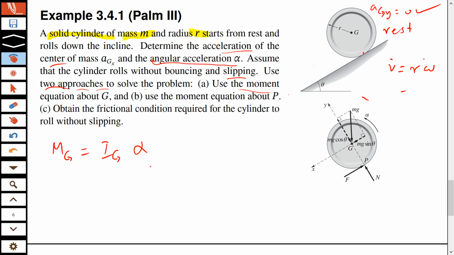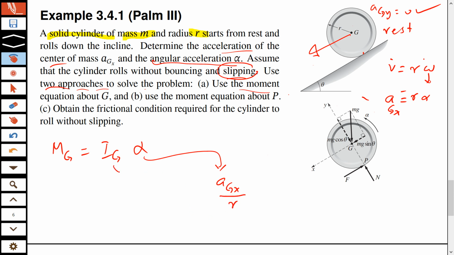Now I have to combine all the assumptions. No slipping. No slipping means that alpha can be replaced with, remember, omega dot here is alpha. So R times alpha is A. And that A I also know is AGX because that's the only non-zero acceleration. So I can now replace this alpha with AGX divided by R.